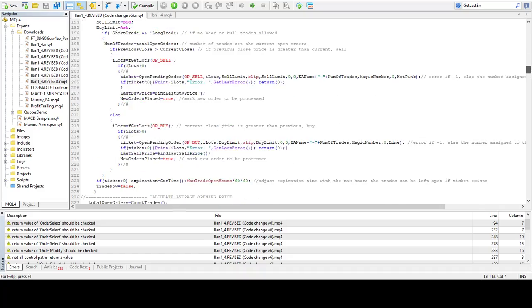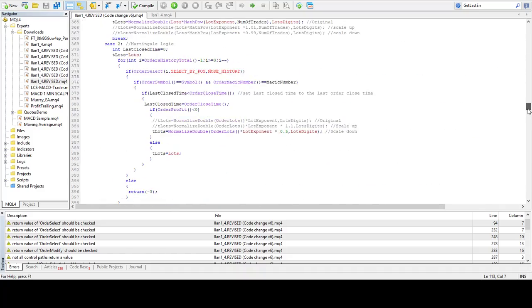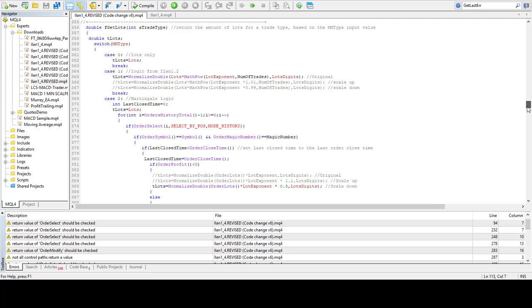Other than that, I focused on working with the logic in fgetLots to offset the logic for each case. I left case 0 alone because it was pretty straightforward, and regardless of how I multiplied it, it just went into negatives every single time.